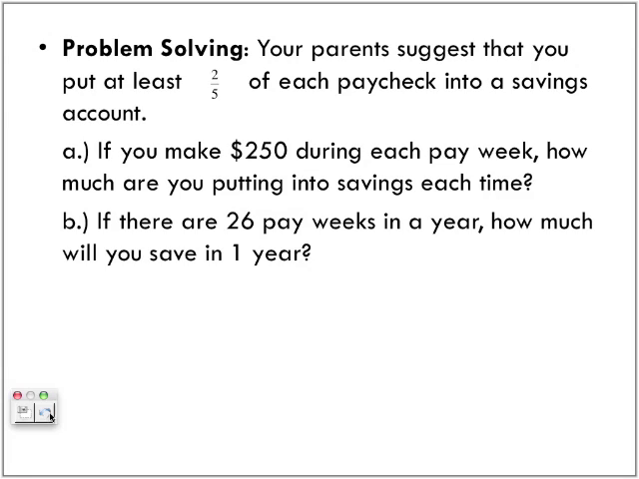Now, this $250 per each pay week, you're getting paid every 2 weeks. Okay? So you're working part-time, right? And the check you get every 2 weeks will be $250. But your parents say, you know what? Put 2/5 of it into savings, and you can use the rest which way you want.